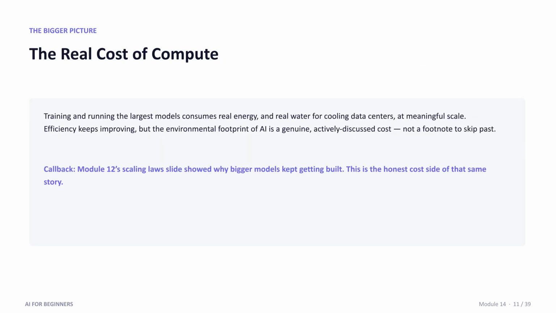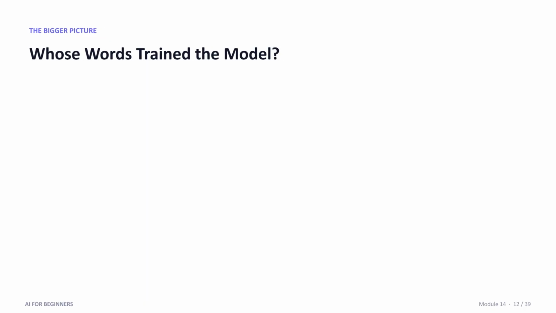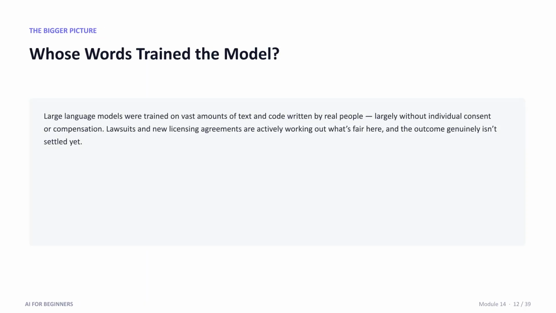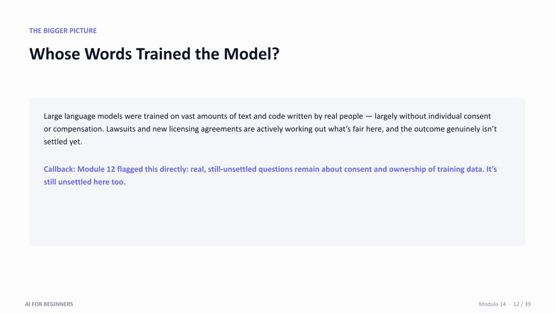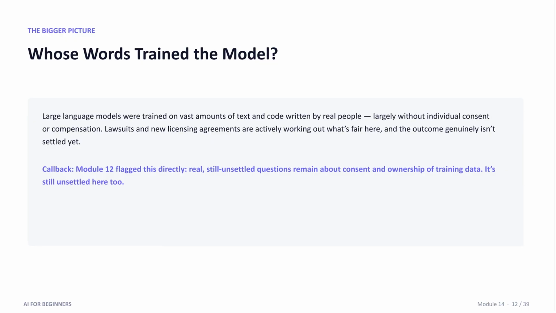We also have to consider the real cost of compute. Training and running large models consume significant amounts of energy and water for data centers. The environmental footprint of AI is a genuine cost that requires ongoing discussion. Another significant issue is the origin of training data. Many large models were trained on vast amounts of content without individual consent or compensation. These remain unresolved questions regarding ownership that are currently being litigated.